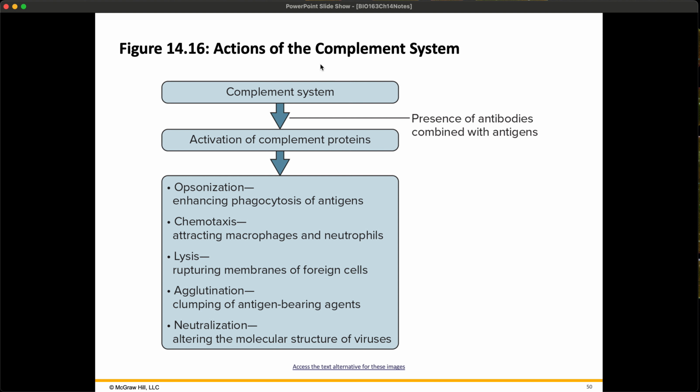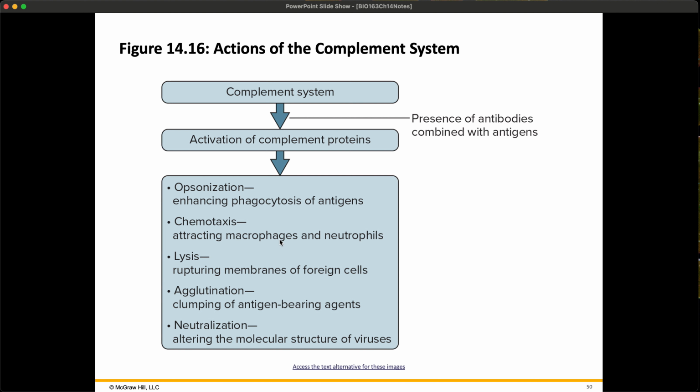So actions of the complement system, rather. The complement system is just hanging out, doing its own thing, and then the presence of antibodies combined with antigens is going to stimulate it to be activated. Once it starts to get activated, it does things like opsonization. So opsonization, maybe you can think optimize. It enhances phagocytosis of antigens, basically by the antibodies clumping around this pathogen. It allows the phagocytes to make it more obvious. It's like, oh, there it is. I can see it a little bit easier now. And so it optimizes that process.